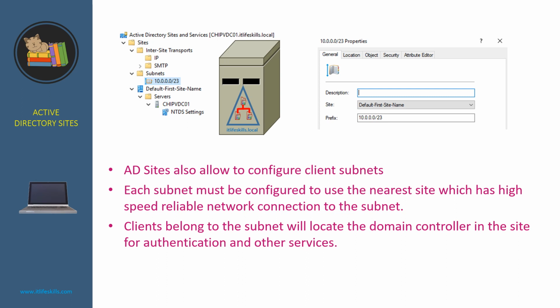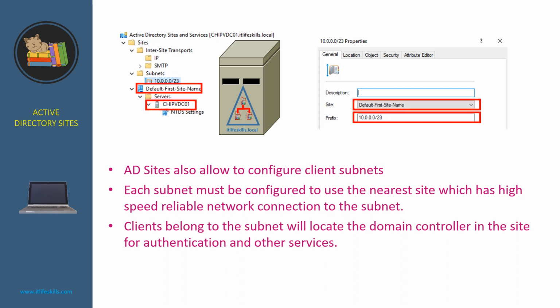So in this Active Directory Sites and Services configuration, we see that GPVDC01 belongs to the Default-First-Site-Name, and the subnet 10.0.0.0/23 is configured to use the Default-First-Site-Name. Therefore, clients belonging to the subnet 10.0.0.0/23 will locate GPVDC01 for authentication and other services.